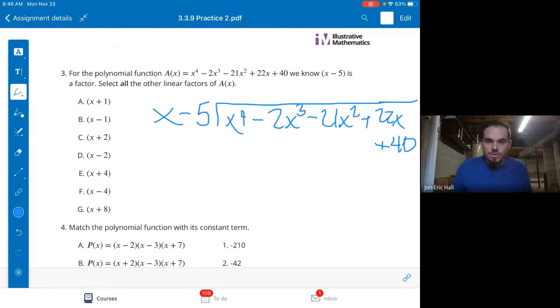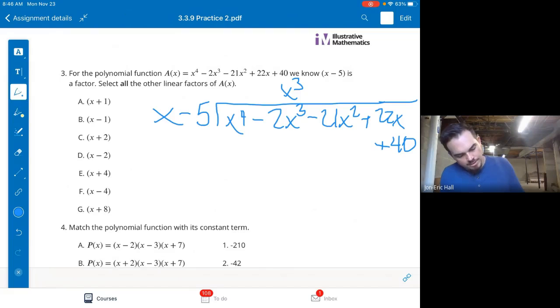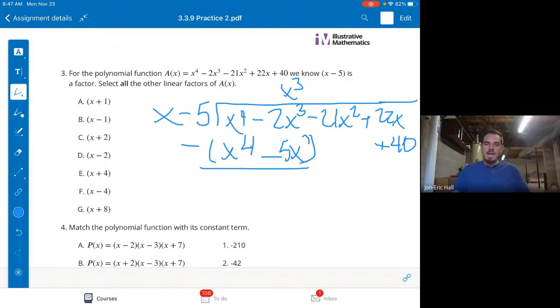So when you do your long division, again, start off thinking x times what is x to the fourth, and that's an x cubed. So we'll throw an x cubed there. And that means we'll do an x to the fourth minus 5x cubed. And we do subtraction, right? That seems like it's going to take me a long time to complete. So here's what I'm going to show you. I'm going to show you a shortcut.